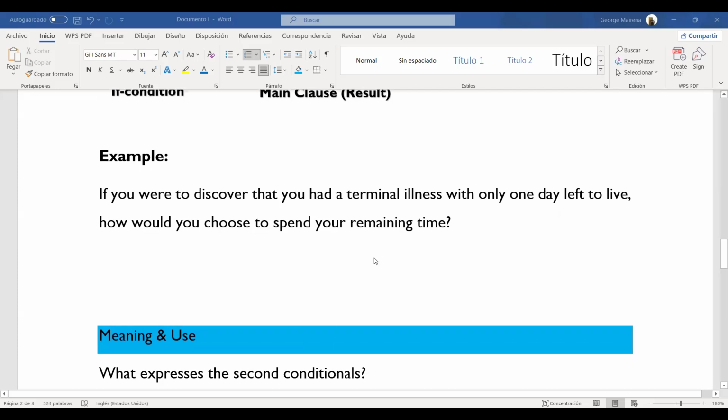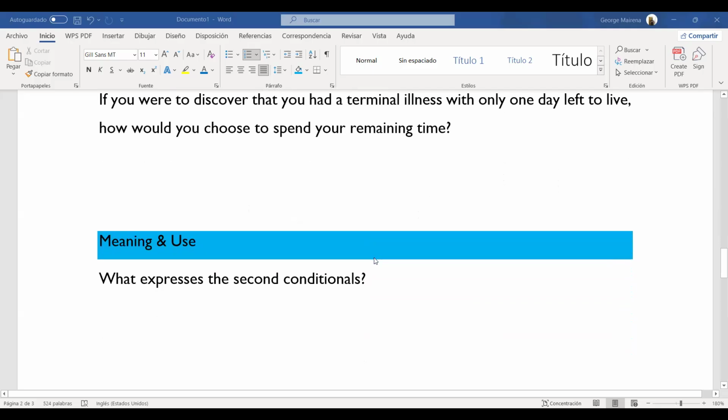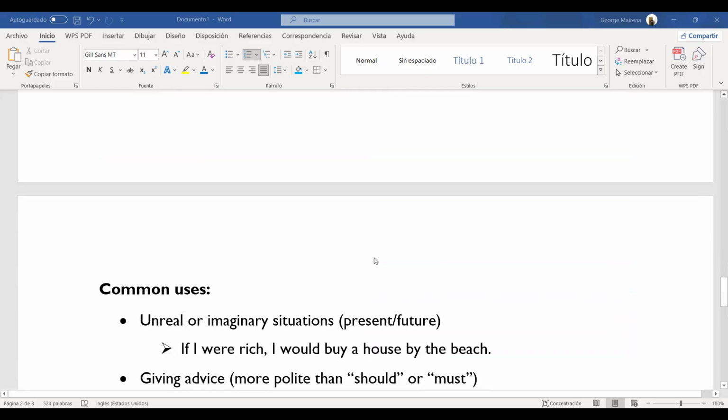Very good. Now, folks, let's move on to the meaning and use of the second conditionals, and we have a question here. What do second conditionals express? As I said before, the second conditional expresses an imaginary or hypothetical situation that probably can happen or not in the present or in the near future, okay? But these are unlikely situations.